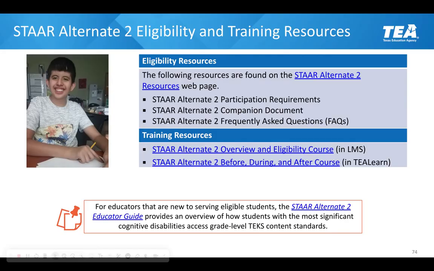Eligibility guidance is found on the STAAR Alternate 2 resource page. Our committee should rely on the participation requirements, the companion document, and FAQ to help make the decision if a student qualifies for STAAR Alternate 2.